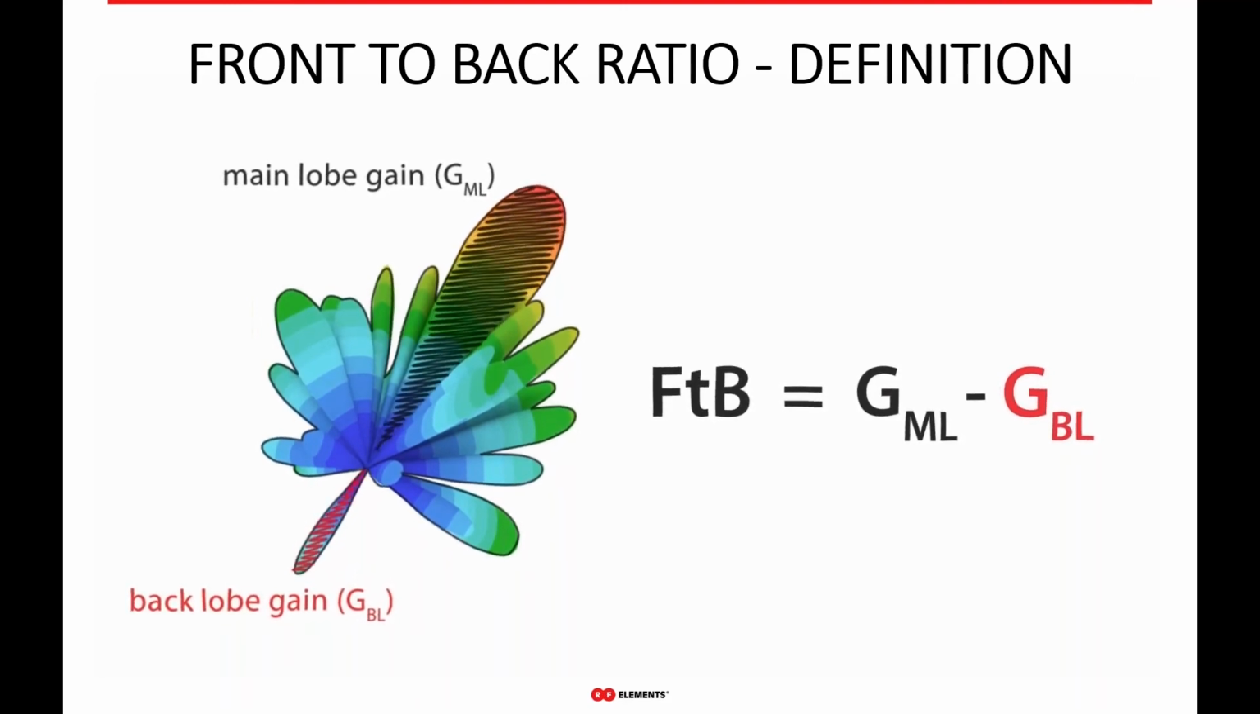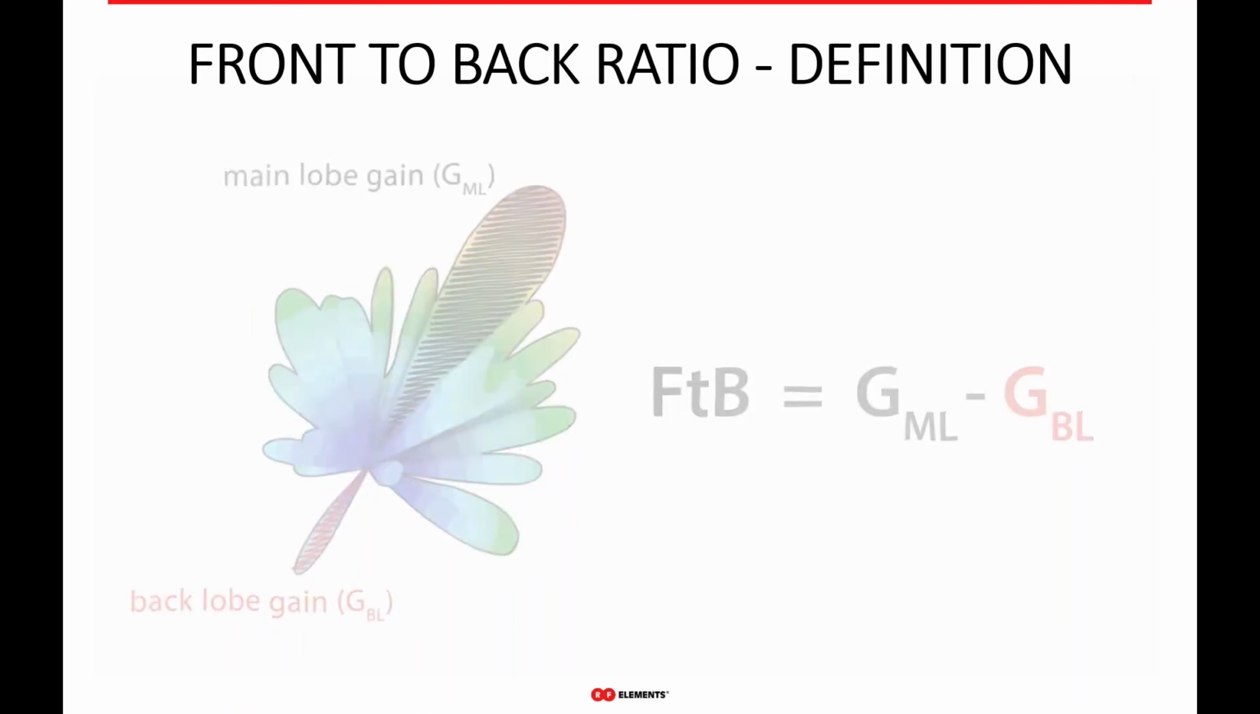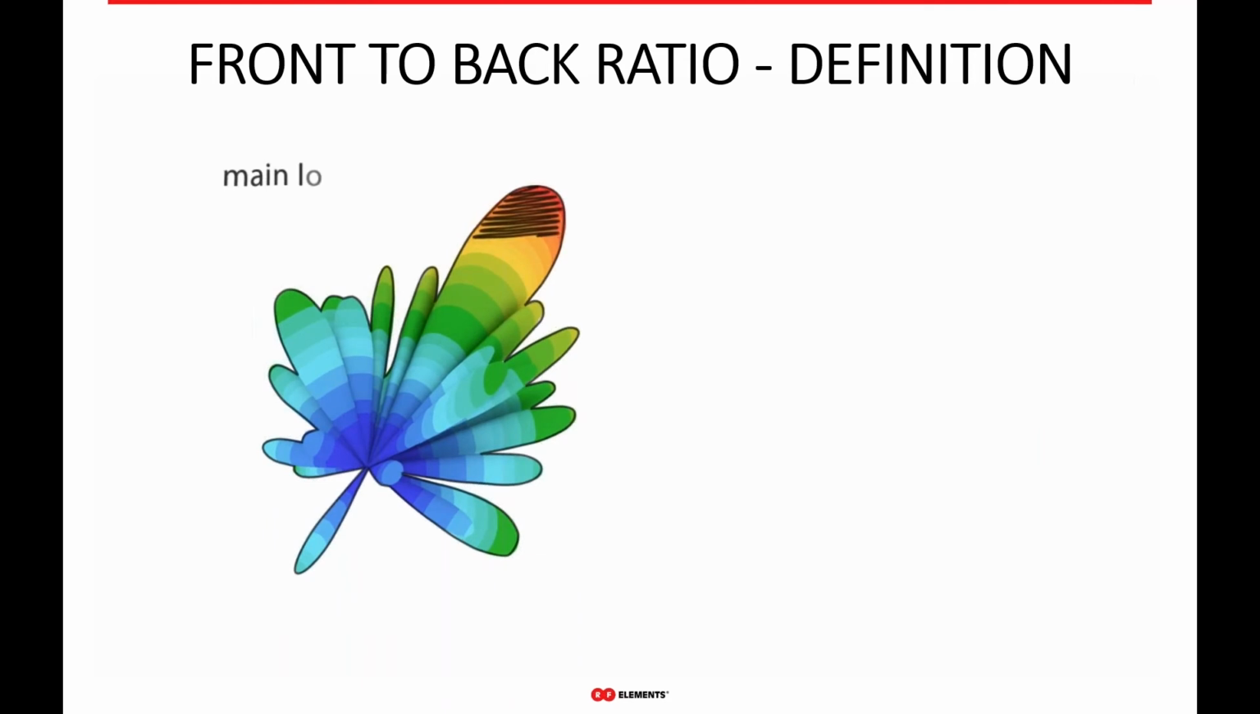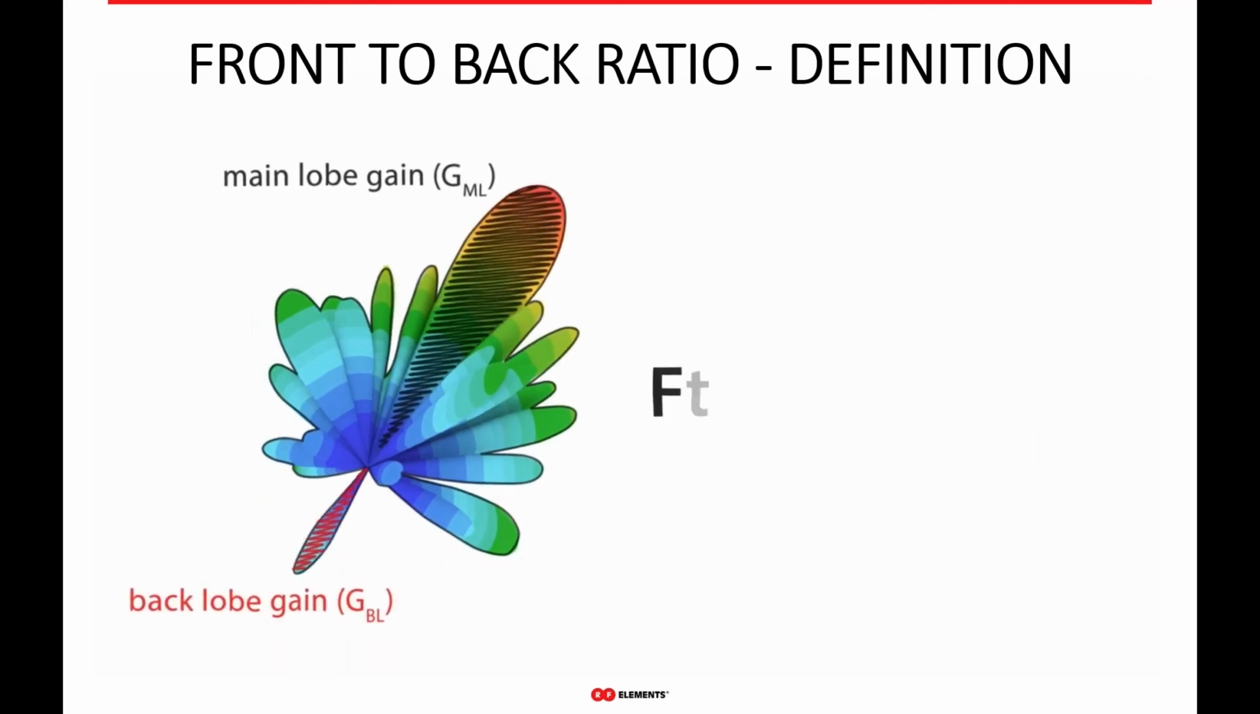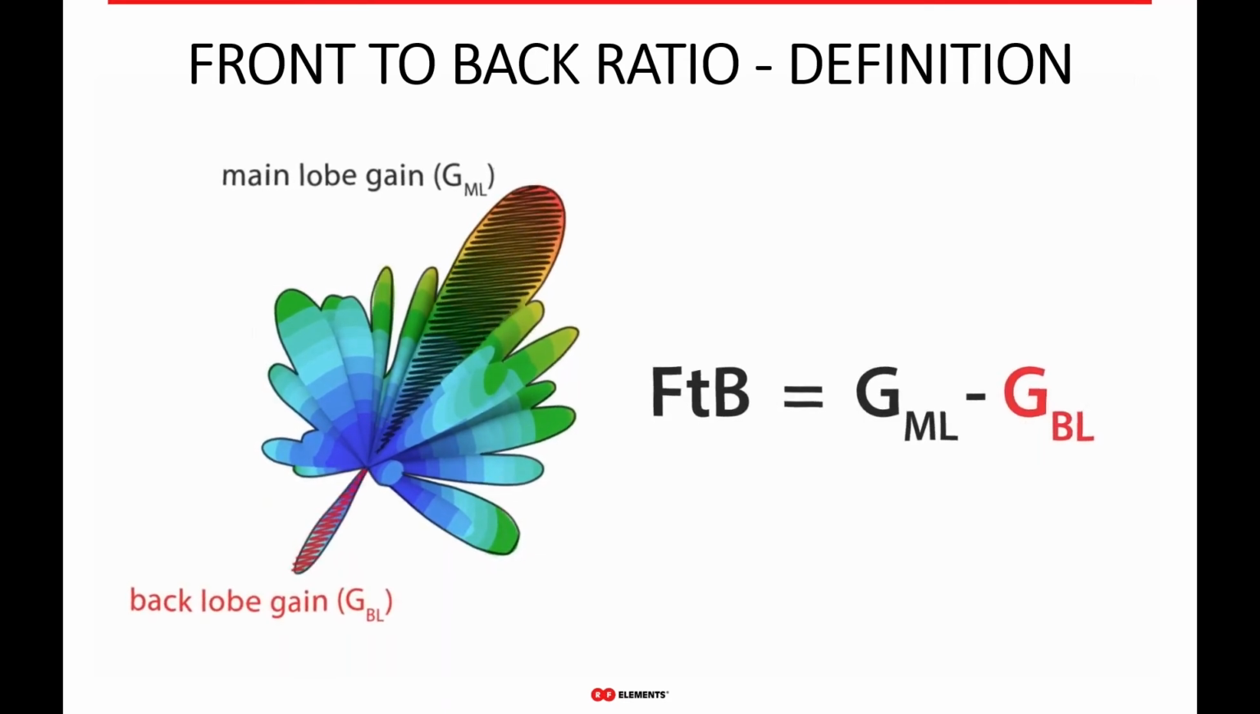In this example, we show the radiation pattern of a directional patch array antenna. So the front to back ratio is the difference between the gain of the main lobe and the gain of the back lobe, which is pointing backwards.